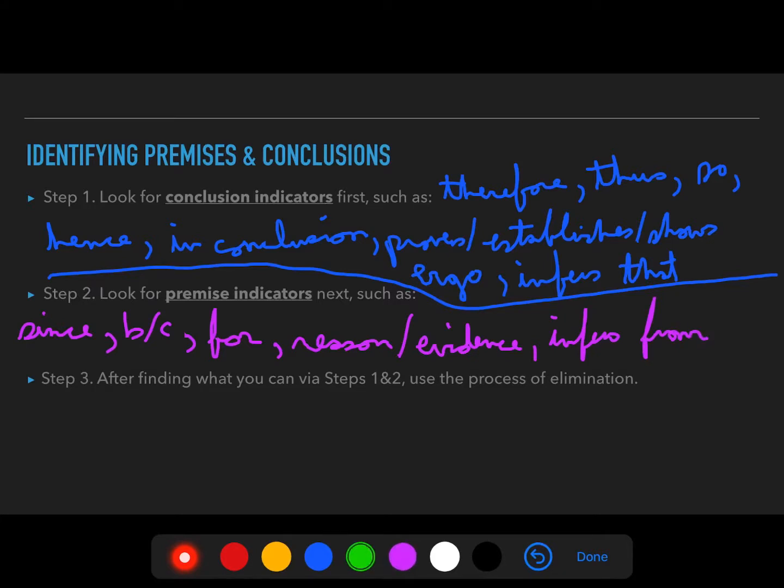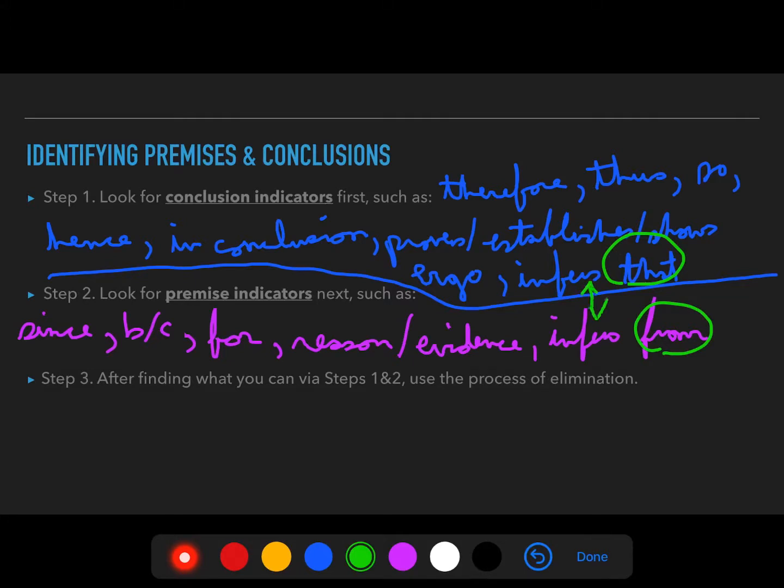Now notice that there's a difference here. Infers that gives you a conclusion. Infers from gives you a premise. Just think about how you would say an argument. You would infer that a conclusion is true. You wouldn't infer from a conclusion is true. That's not good English. But you would infer that a conclusion is true from the premises. The conclusion comes from the premises. So if I say I am inferring something from something, then I'm probably getting a statement of the premises instead of the conclusion. So be careful with those two. Don't mix those up.